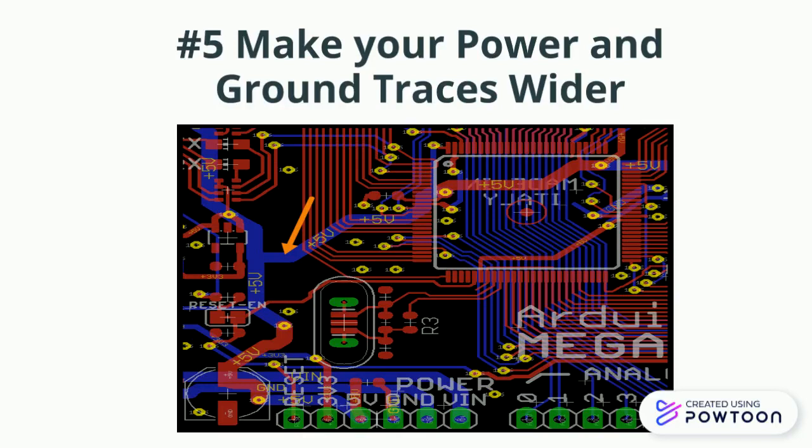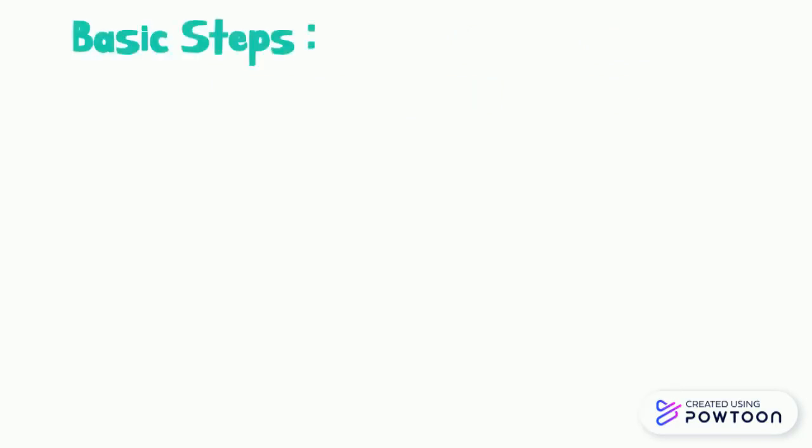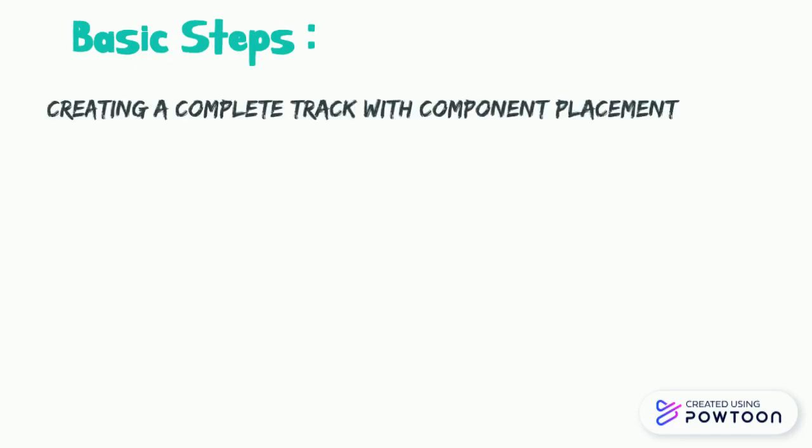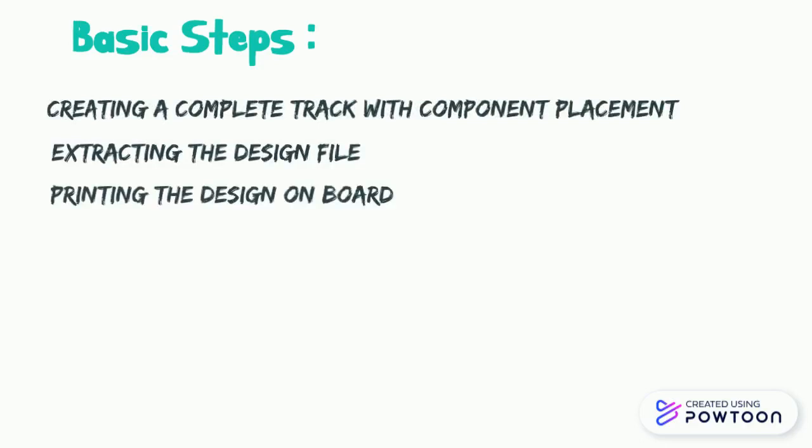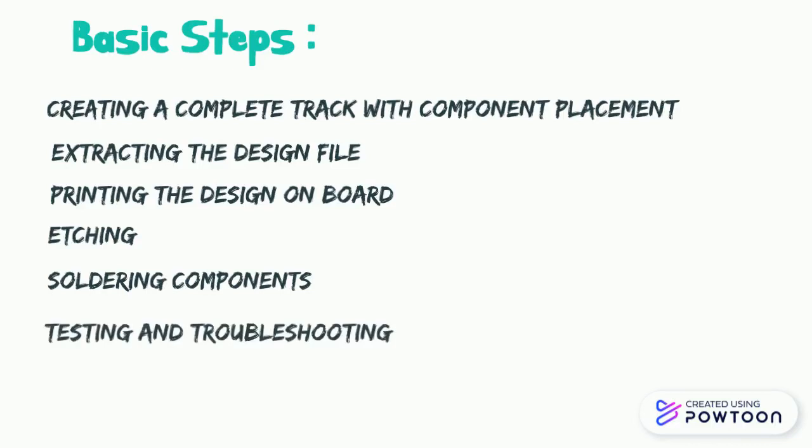So these were some of the tips. Next are the basic steps involved in PCB designing. Creating a complete track with component placement, extracting the design file, printing the design on board, etching, soldering components, testing and troubleshooting. We will proceed further with the first step using Eagle CAD soft.